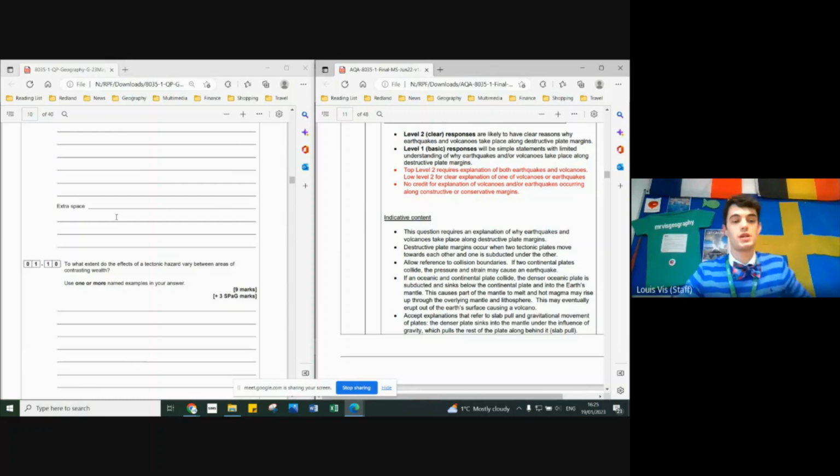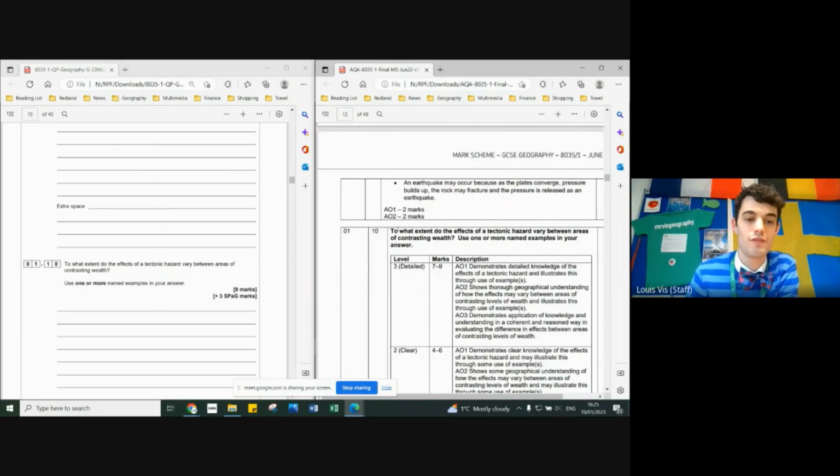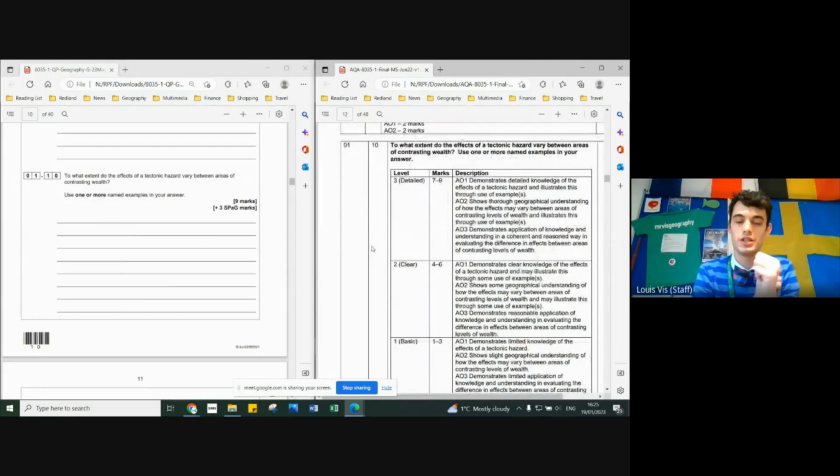For the 9-mark question and final question for hazards, in this case it said, to what extent do the effects of tectonic hazards vary between areas of contrasting wealth? The 2 case studies you had were L'Aquila, which is a HIC in Italy, and Gorkha in Nepal, which is your LIC. I'd have done 2 PEEL paragraphs, one saying, yes, low-income countries are more affected.